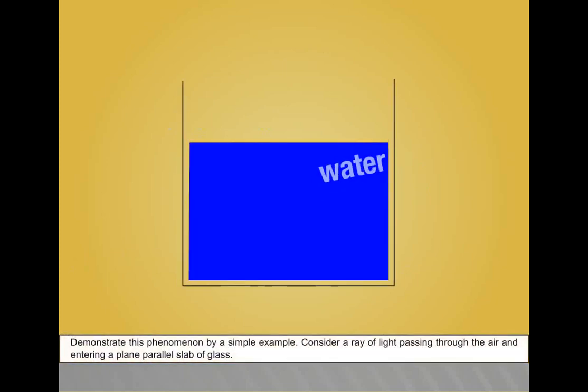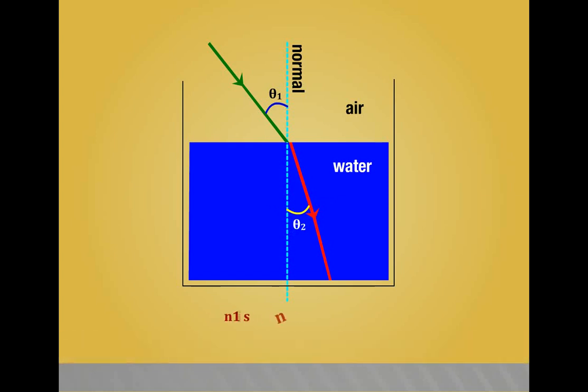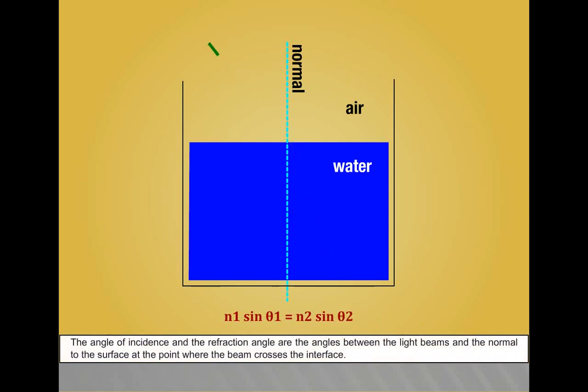Demonstrate this phenomenon by a simple example. Consider a ray of light passing through the air and entering a plane parallel slab of glass. The relation between the angle of incidence θ1, the angle of refraction θ2, the refractive index of the glass slab N2 and the surrounding medium N1 is: N1 sin θ1 is equal to N2 sin θ2. The angle of incidence and the refraction angle are the angles between the light beams and the normal to the surface at the point where the beam crosses the interface.